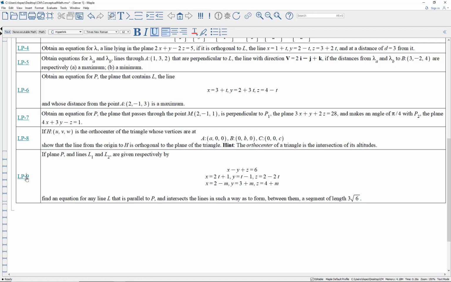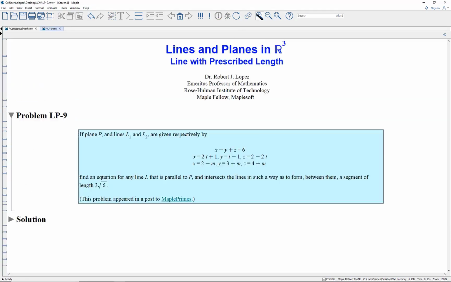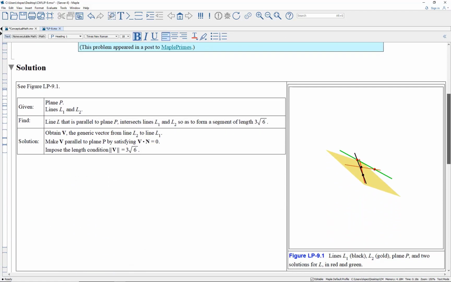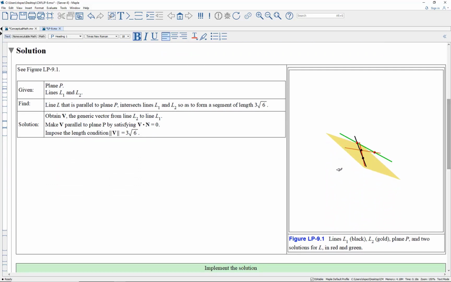So let's hyperlink over to the page where we're going to do the work, magnify things, and here is the link to the original post. I modified it to avoid complications with copyrights. Okay, what are we given? Plane and two lines. What are we looking for? A line parallel to the plane, but it intersects the given lines to form a segment of a certain length. So you think this out. What do you want to do here?